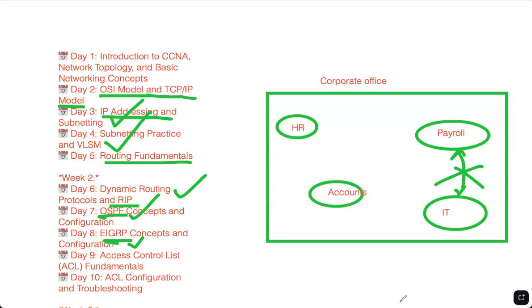Similarly, ACL does the same thing on the router, on your layer 3 device. When I mean a layer 3 device, it's called a router. A router will have an ACL. The ACL will control the packets going out and coming in, just like the gatekeeper is controlling the persons going out and coming in.